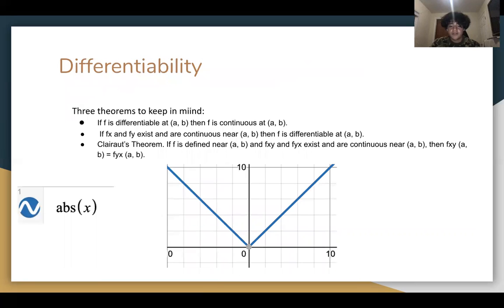The function is differentiable at a point when there's a defined derivative at that point. What this means is that the slope of the tangent line of the points from the left is approaching the same value of the slope of the tangent of the points from the right.